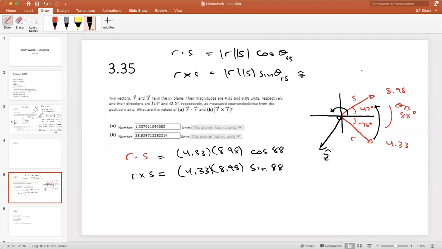You had to be able to figure out what the angle between them was. One last note is you don't cross R to S the long way. You always take the shortest angle. This would be, what's 360 minus 88? 252? No, I'm sorry.